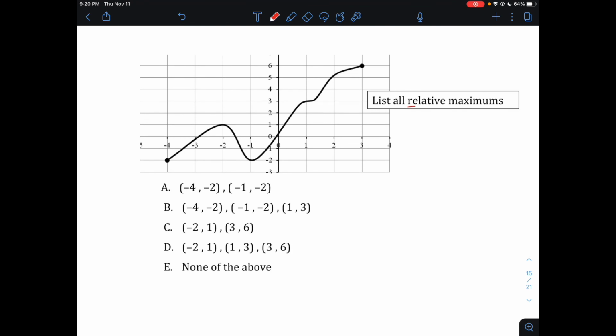Now let's look at relative maximums. Here again, we can consider an endpoint. Even though it's not stationary, we can still consider that as a relative max. And we also have a value here. So as far as our 2 points, they would be (-2, 1), and then (3, 6).